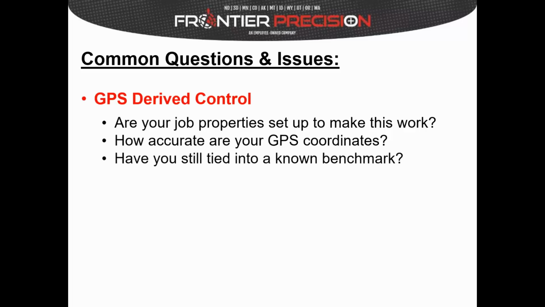Are you still tied into a known benchmark? An example would be, did you just dial into VRS, get logged in, throw an azimuth pair in the ground, set up on it and go? Or did you check your GPS into a known benchmark? Did you calibrate it if needed and then go? So there's a lot of things going on in there. You still need to make sure that you check something for every job if you want to be accurate.